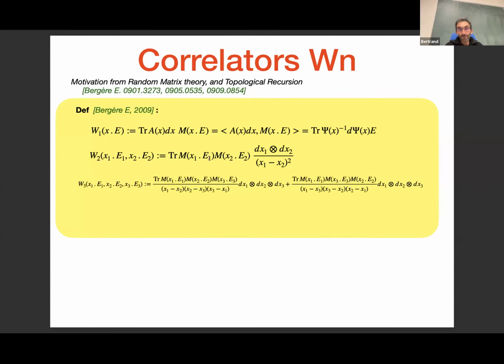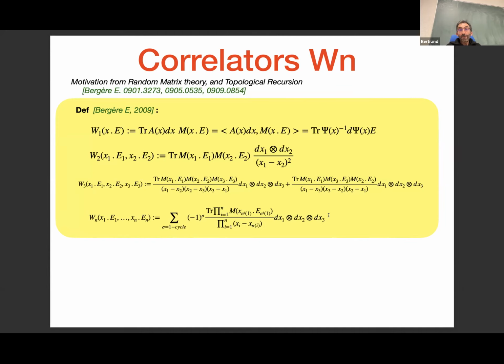And then we can also define W3, which is a product. You see, you have M of x1, x2, x3, or in a different order, M with 1, 3, 2. And in general, Wn is the sum over permutations of all possible orders of the M's, divided by the product of xi minus x sigma i. And in fact, you should take only the permutations that have only one cycle. And this is also a differential form.